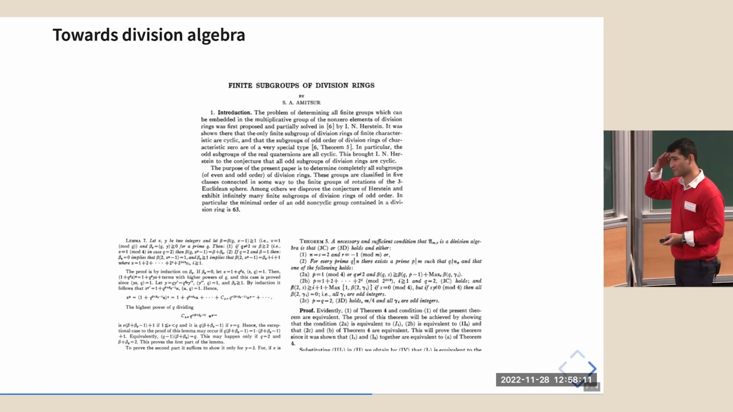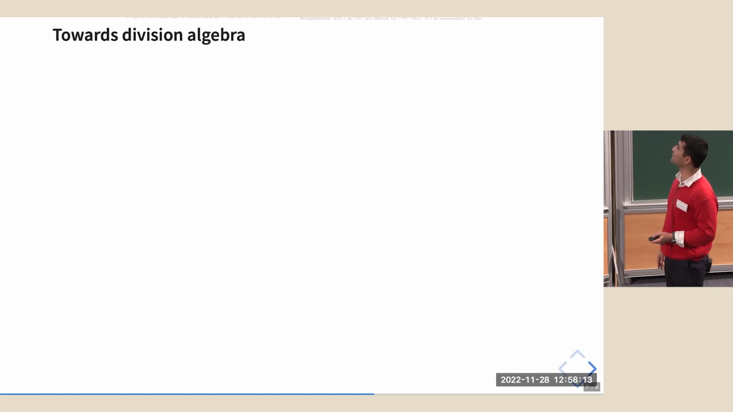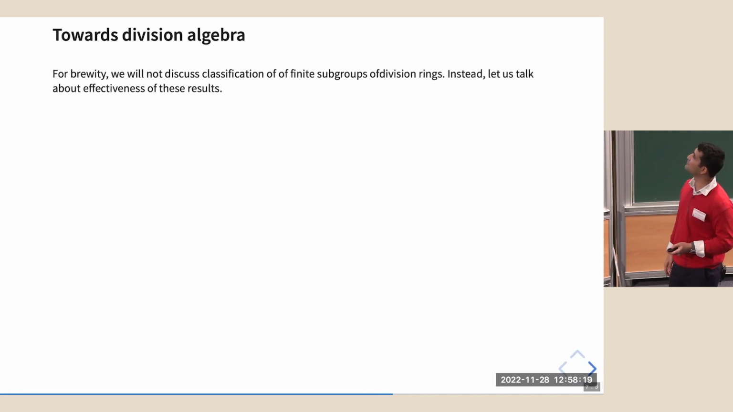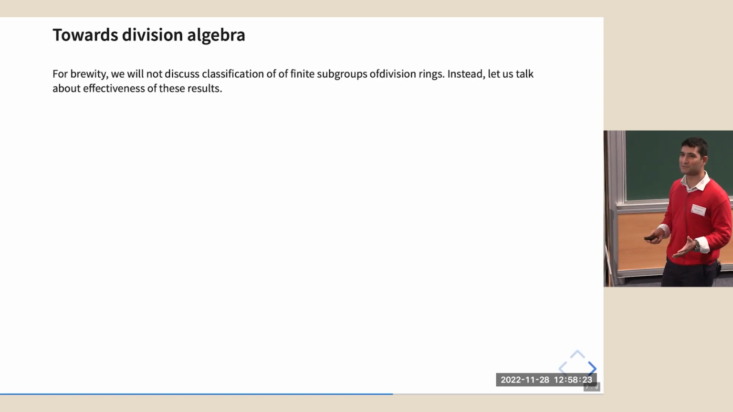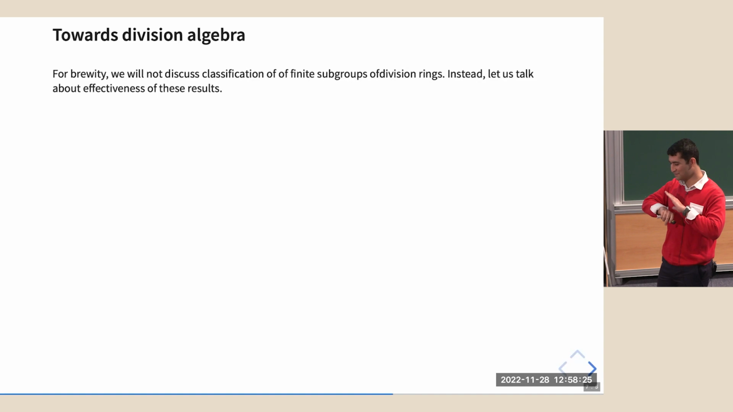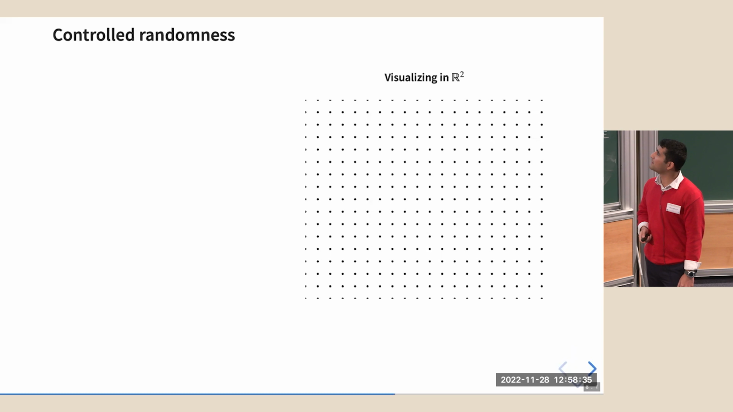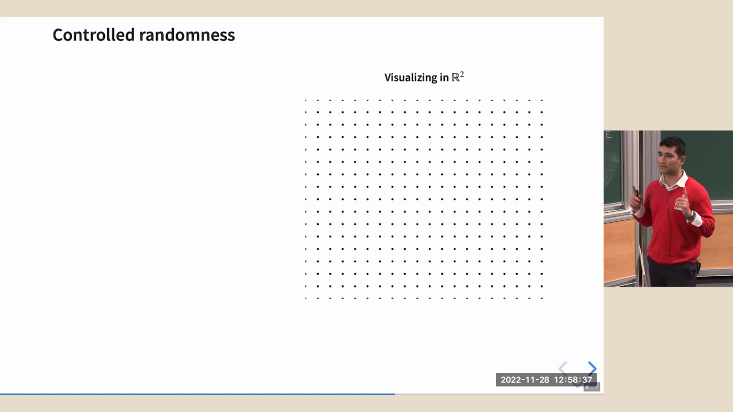And if you put in enough sweat and enough work, you'll figure out what all the possible finite subgroups inside division rings are. I will not go into this, but I can assure you that I've gone through all the possible finite groups, and this is the best you can do through division rings. But what I can get into is how to make these sorts of results effective.